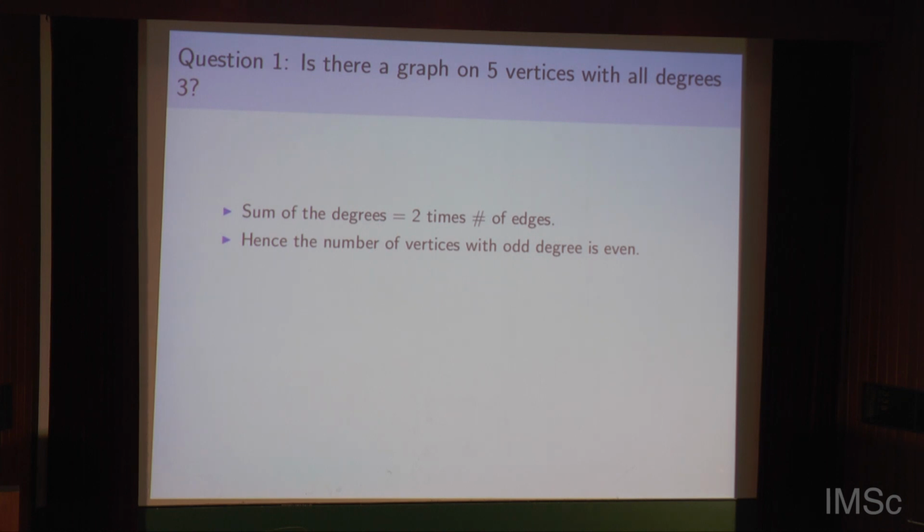Now, can you have a graph on 5 vertices where every vertex has degree 3? Well, what will be the total degree? 15. That's not an even number. So you cannot have a graph on 5 vertices with every vertex having degree 3, or degree 1, or any odd number. So that's a proof. Simple enough.